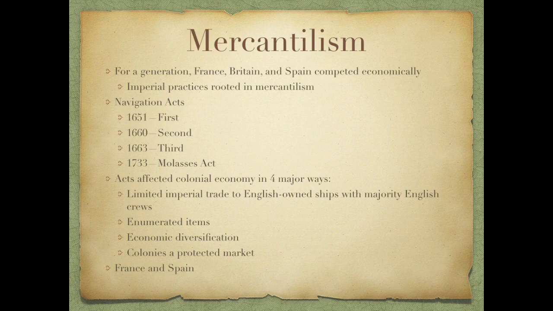So for about a generation, France, Britain, and Spain managed to hold off on violent conflict and compete almost exclusively economically. Their imperial practices in this period were rooted in the economic idea known as mercantilism. Mercantilism defines each nation's power as measured by its wealth, especially its wealth in gold. In order to secure wealth, a country needed to maximize the sale of goods abroad and to minimize foreign purchases.